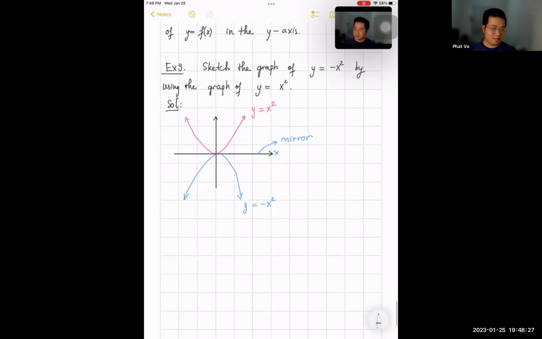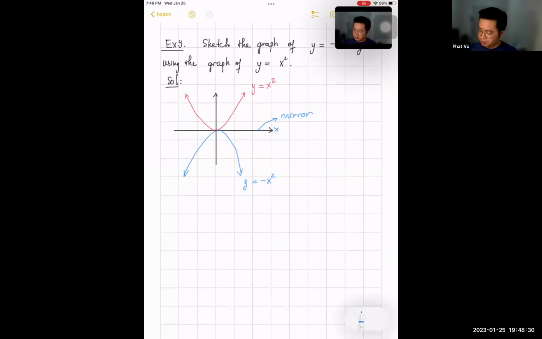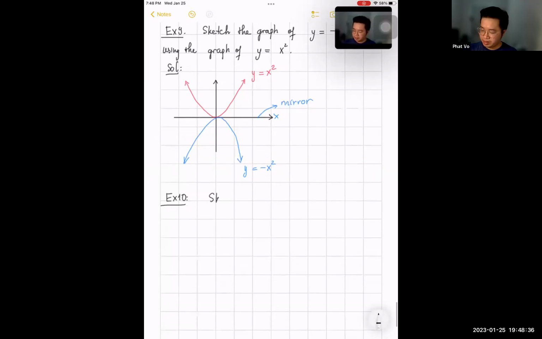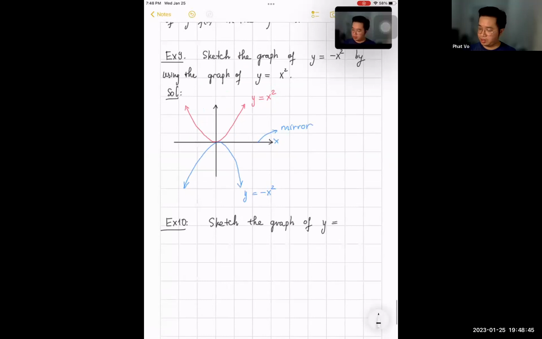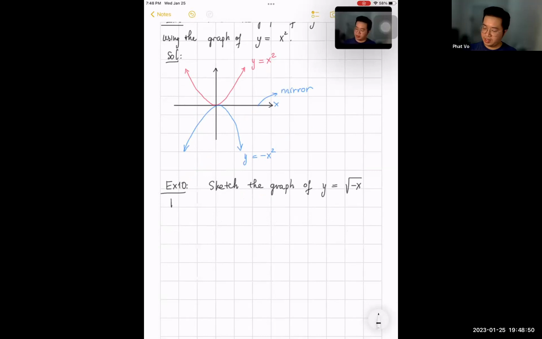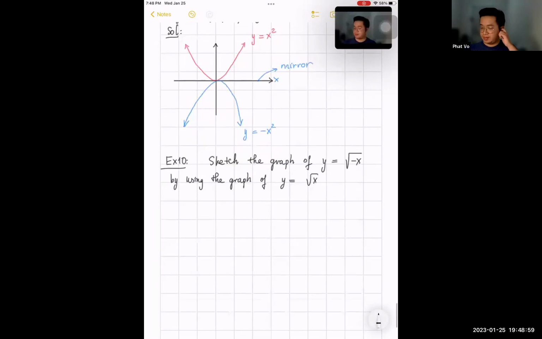Okay. So I will give you another example. Example 10. Sketch the graph of the function y equals the square root of negative x by using the graph of y equals the square root of x.